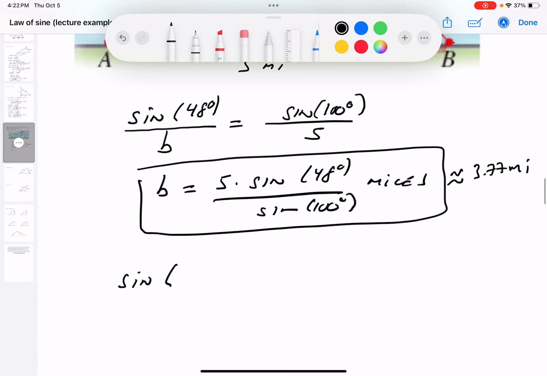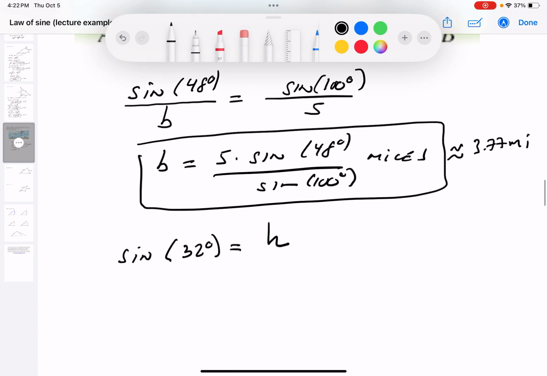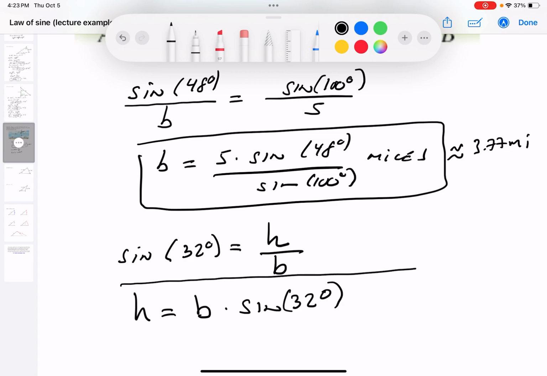The sine of 32 degrees is equal to h. That's what I want to know, by the way, over b. Now, do I know what b is? I just computed it. So what's h going to be equal to? B times the sine of 32 degrees. All right? Again, if this is my exam, that's what I'd write down. And again, this is miles.